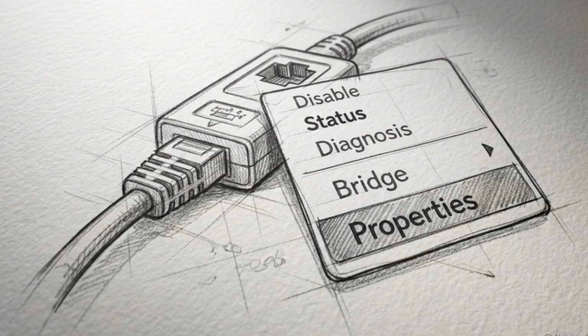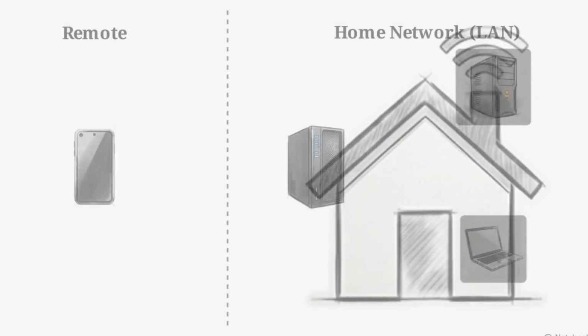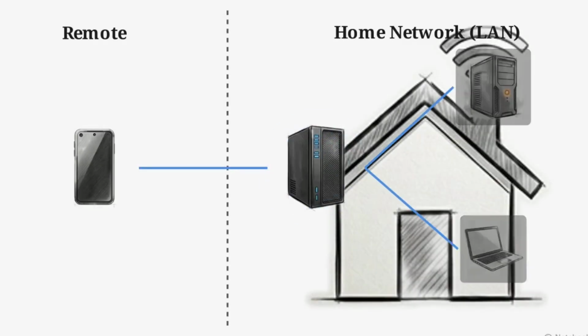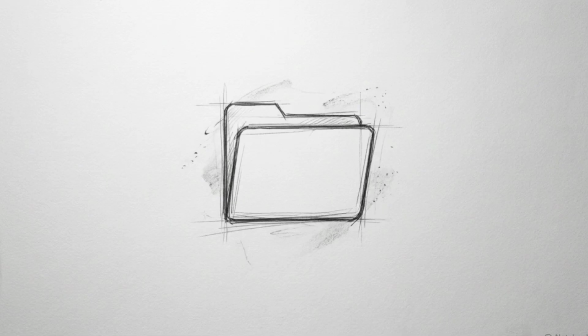If you want to route a client's web browsing through your server, open your main network adapter properties. Under the Sharing tab, enable Internet Connection Sharing and specifically select the OpenVPN tap adapter from the dropdown. To guarantee remote clients can access your internal local area network, open the Windows Registry and enable the IP-enabled router option. Now prepare the remote client files.